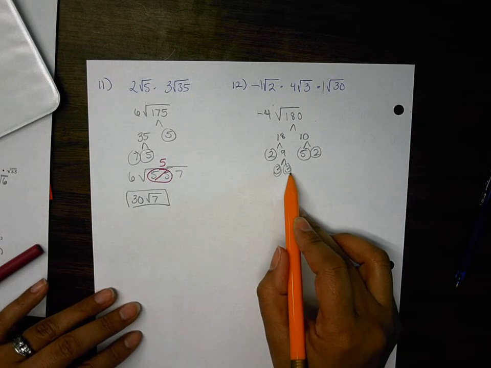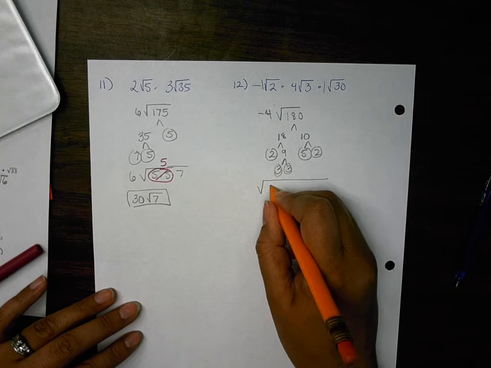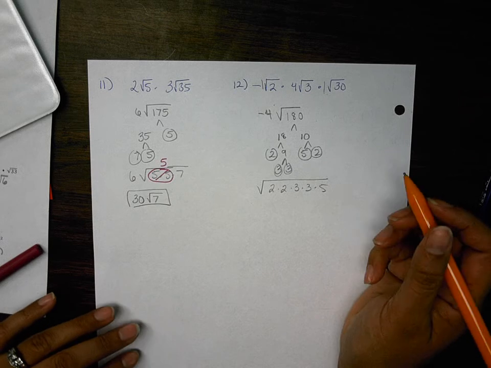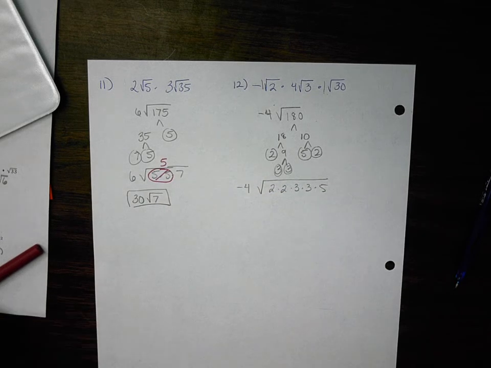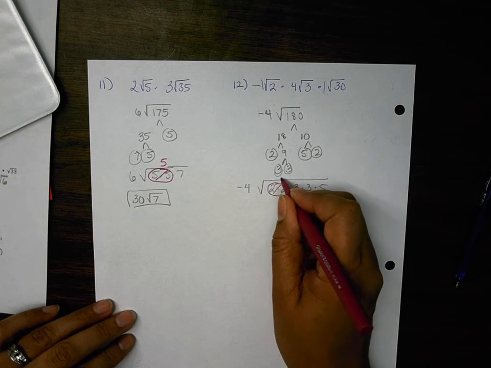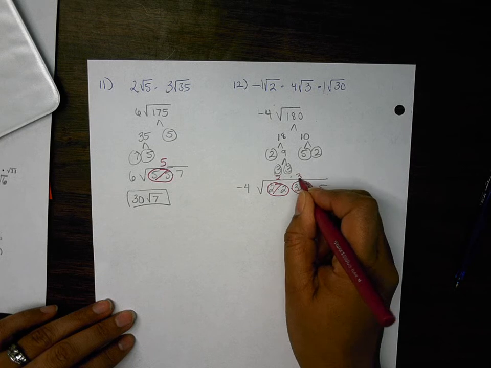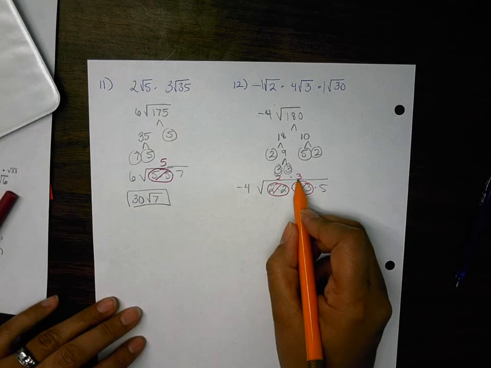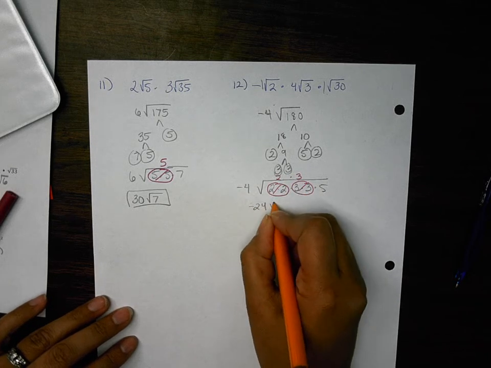Yeah. All right. So I have 2 2s, 3 and a 3, and a 5. Do you guys agree? And what's out front? Okay, what pair comes out? A 2 comes out, and it comes out as 2, not 4. Does this come out as 9 or 3? 3. And does a 5 come out or stay? So I have 2 times 3 is? Times negative 4. Negative 24 root what?